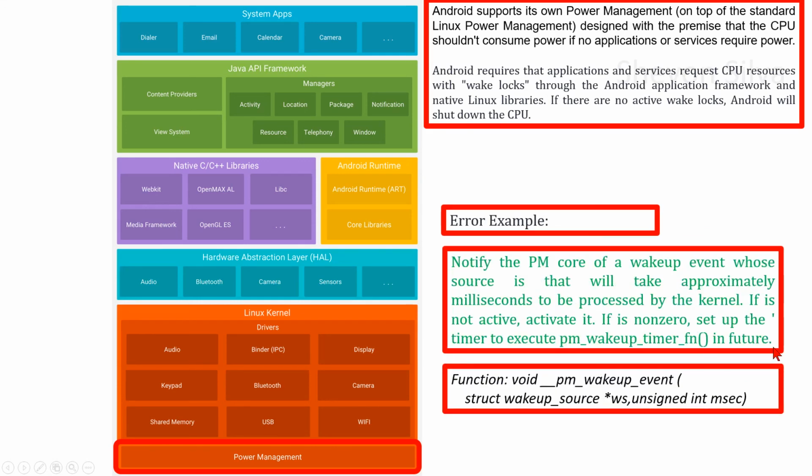As an error example, notify the PM core of a wakeup event whose source will take approximately that many milliseconds to be processed by the kernel. If it is not active, activate it. If it is non-zero, set up the timer to execute pm_wakeup_timer_fn in future. This is a guideline in the pm_wakeup_event function basically.